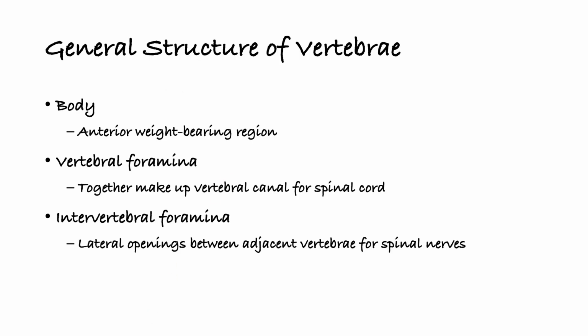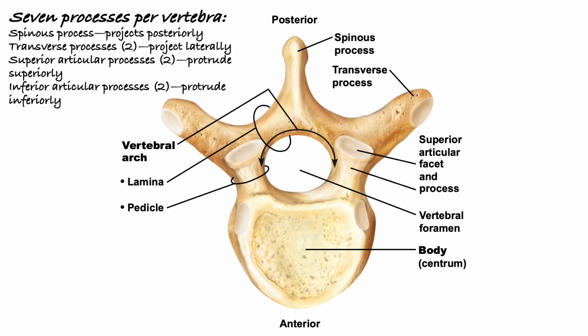So let's look at the general structure of the vertebrae. It consists of the body, the vertebral foramen, and the intervertebral foramen, which I mentioned earlier. Here you can see the spinous process and the transverse process, and by the way, all of them are going to be different depending on whether you're looking at the cervical, thoracic, or lumbar. The spinous process projects posteriorly. The transverse processes project laterally. And then we have what we call articular processes. The superior articular processes protrude superiorly and the inferior protrude inferiorly. This is where other vertebrae are going to articulate.